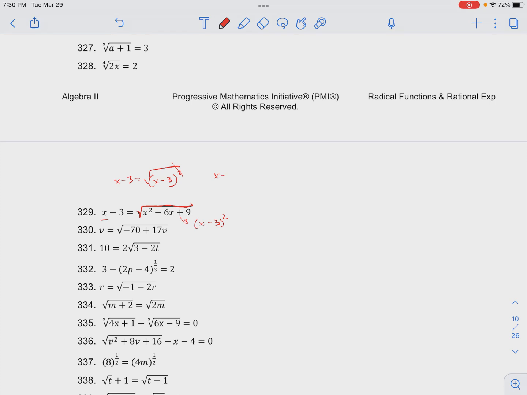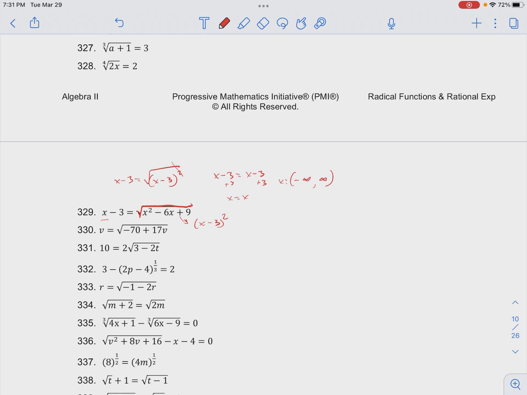So we're left with x minus 3 is equal to x minus 3. And so adding 3 to each side, we have that x equals x, which means that we have infinitely many solutions. So if we want to write it as a domain, then we can say that x stretches from negative infinity to infinity.